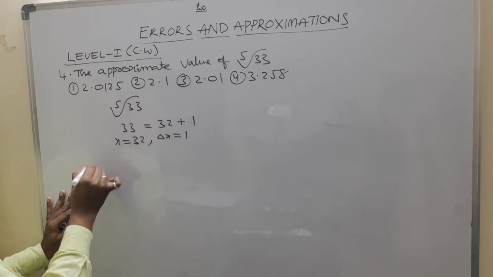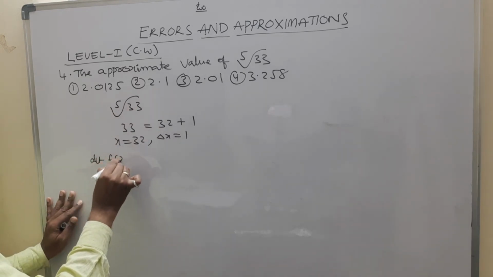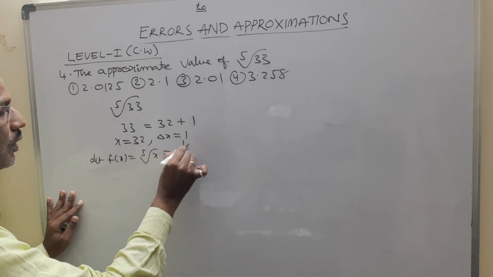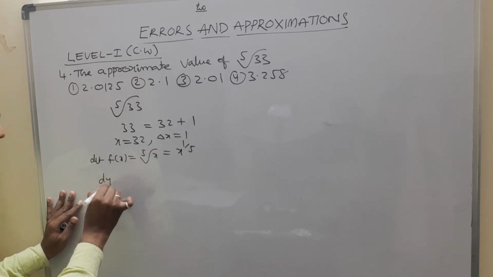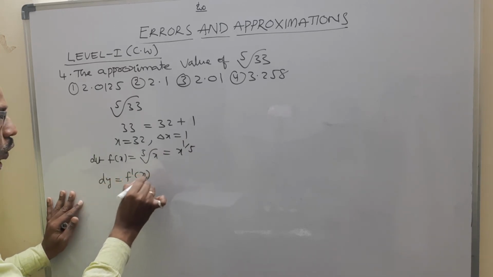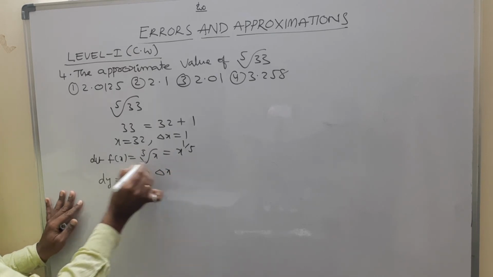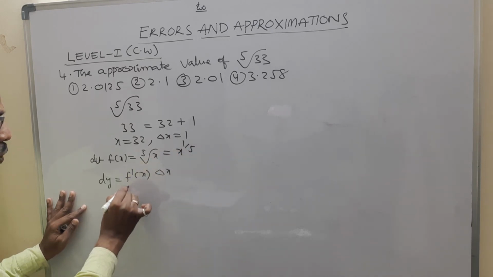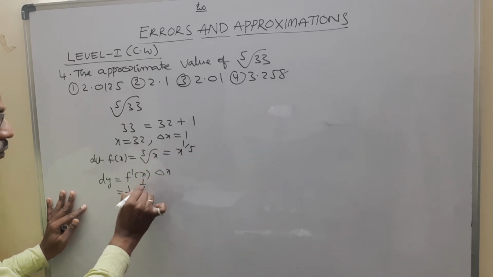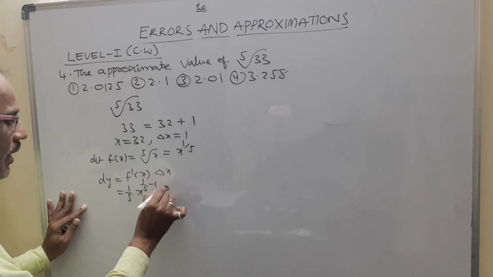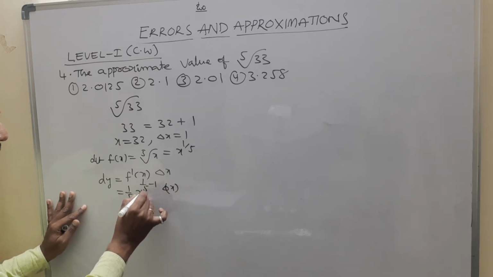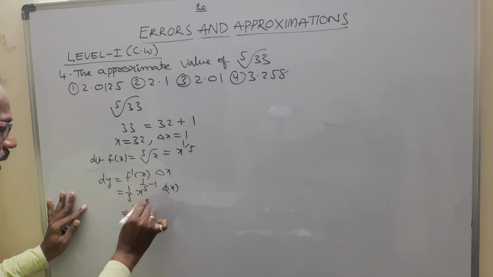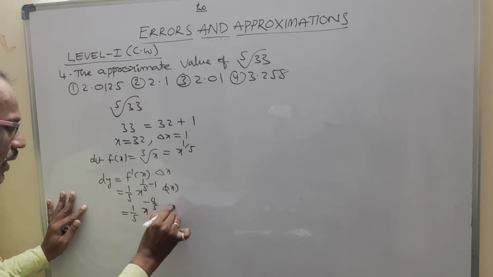Fifth root of 33, let f of x be equal to fifth root of x, that is equal to x power 1 by 5. dy is equal to f dash x into delta x. Here f of x is equal to x power 1 by 5. The f dash x value is 1 by 5 x power 1 by 5 minus 1, delta x. 1 by 5 minus 1 is minus 4 by 5. So 1 by 5 x power minus 4 by 5 delta x.